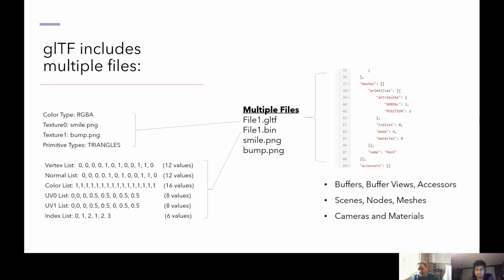So it's worth noting that on the right there, the kinds of things that you're going to see as values in the JSON are buffers, buffer views, accessors, and we'll talk about those. There are scenes, nodes, and meshes, and then cameras and materials. And so that's all of the data that's stored as metadata, which is in the JSON. And again, the binary data is going to be that data on the bottom left.